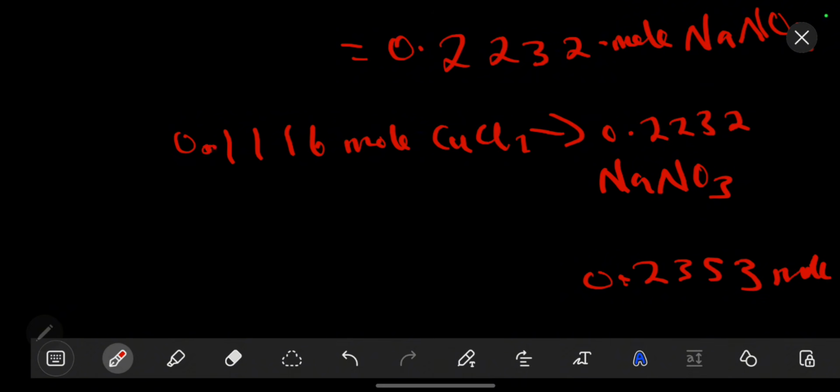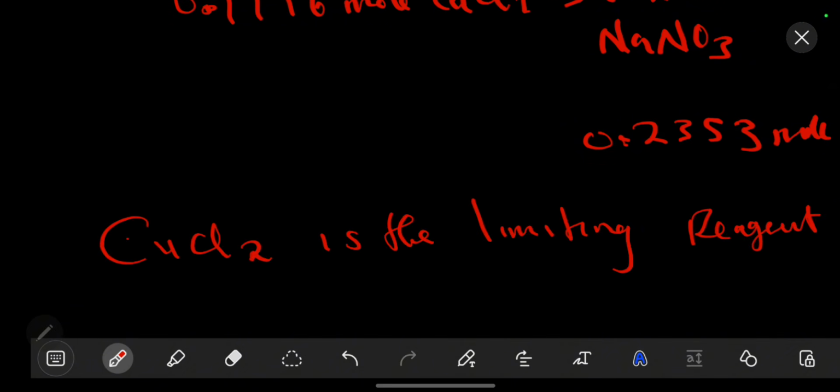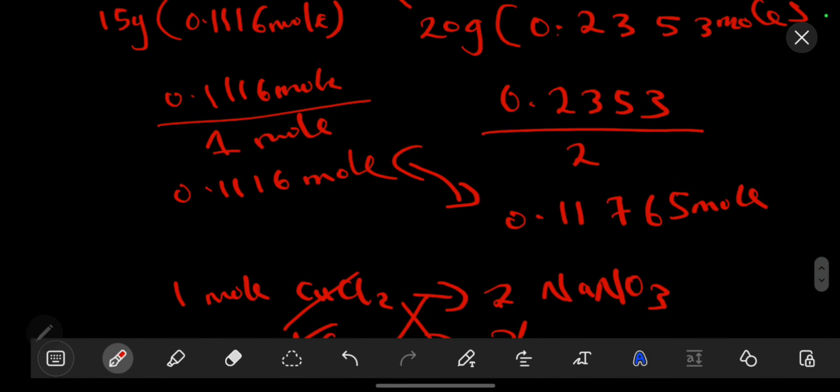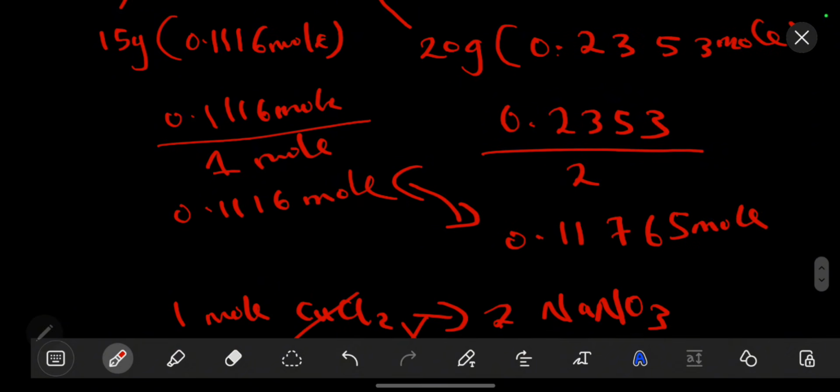If the amount that is available can only react with 0.22, which is smaller than this, it means to say copper 2 chloride is the limiting reagent. So already, just by dividing whatever number is in front of that, you are able to determine it directly.